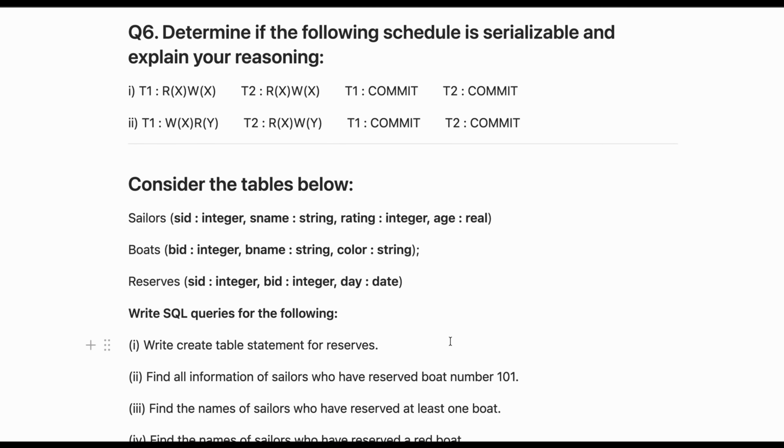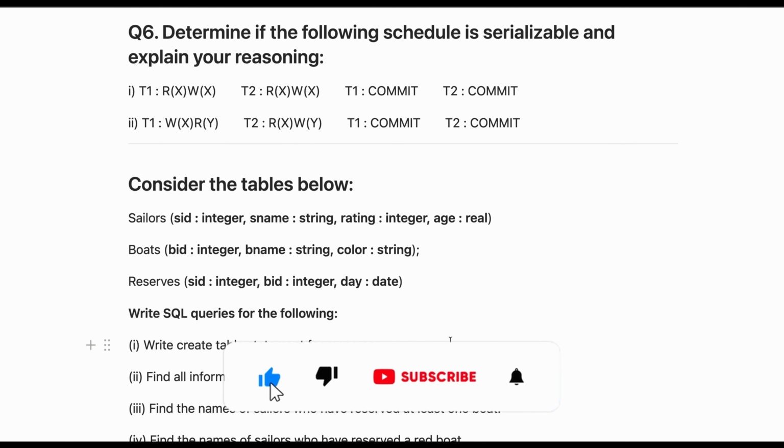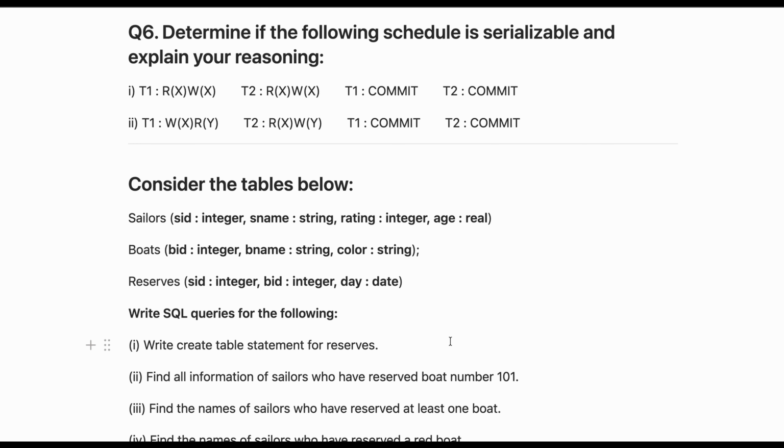In this video, we are going to discuss a very important question from Module 4 of DBMS. So the first question is from concurrency control, where we have to check whether the given schedule is serializable or not. The second question is from SQL, where we have to write SQL queries based on the given tables. So let's start with the first question.